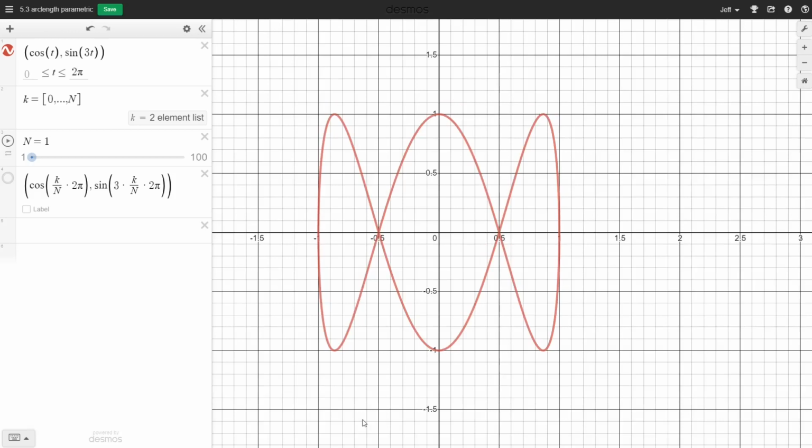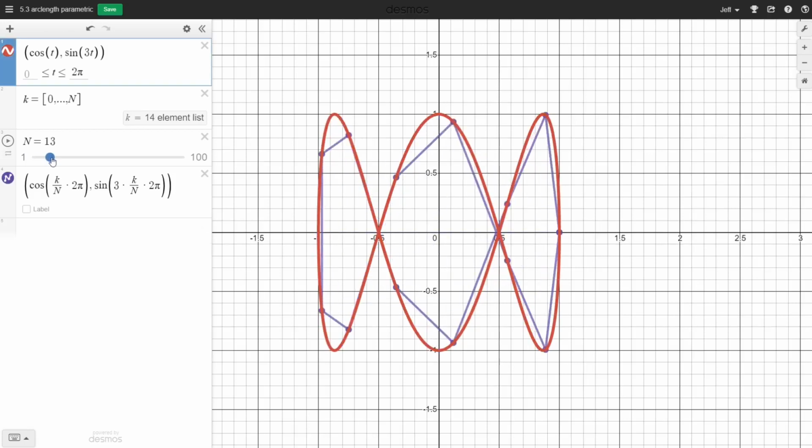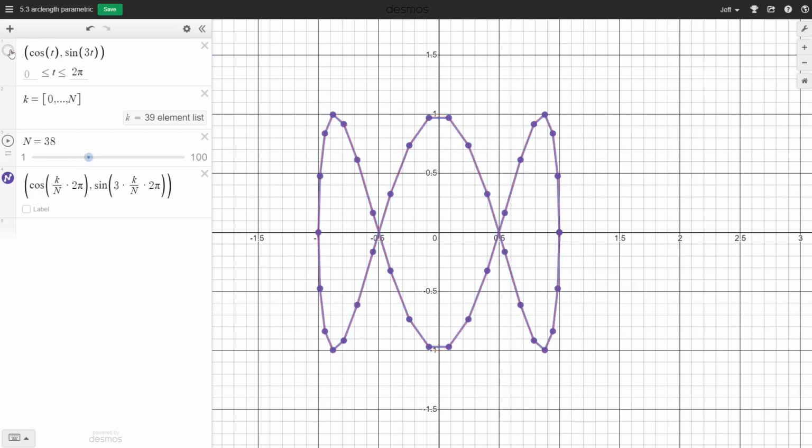Now let's look at a curve given parametrically. This is not a graph of a function, but it's a perfectly good curve, and it's given by x equals cosine of t and y equals sine of 3t for t between 0 and 2 pi. Once again, we can connect various points on this curve until we get line segments that do a very good job of approximating our smooth curve.